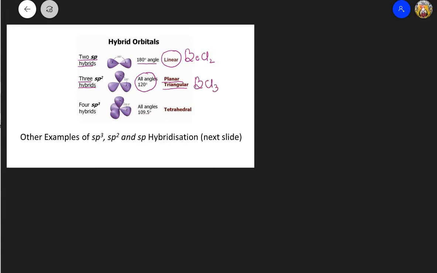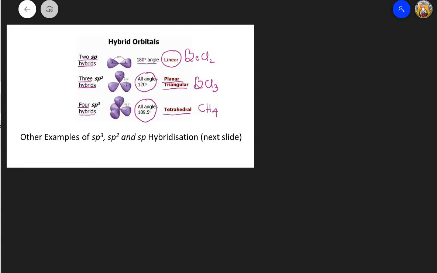All right. And the next example is with respect to Sp3. If it is Sp3, then how many orbitals will there be? 4 Sp3 hybridized orbitals will be there, each of which will be directed towards 4 corners of a tetrahedron, and the angle will be 109.5 degrees, and the shape of the molecule is called tetrahedral. And the best example for tetrahedral we can see is CH4, which is methane.